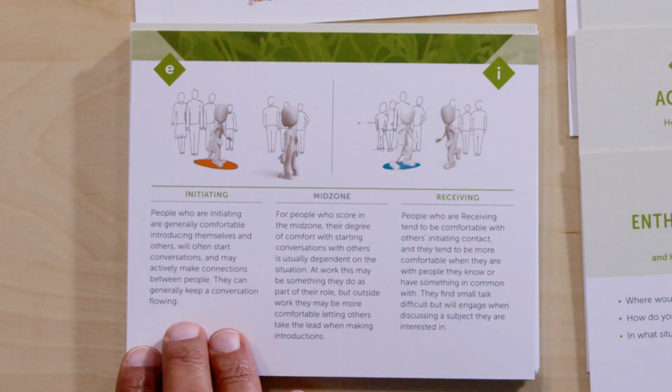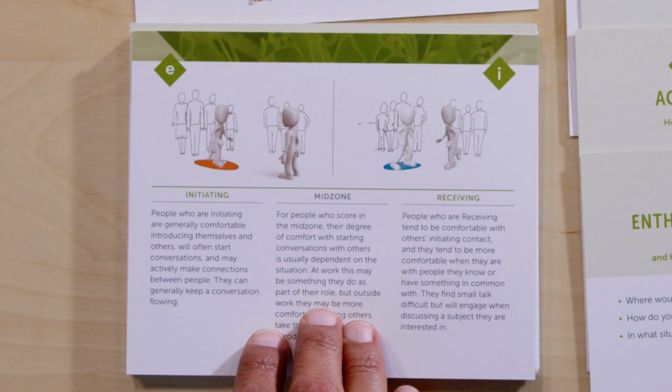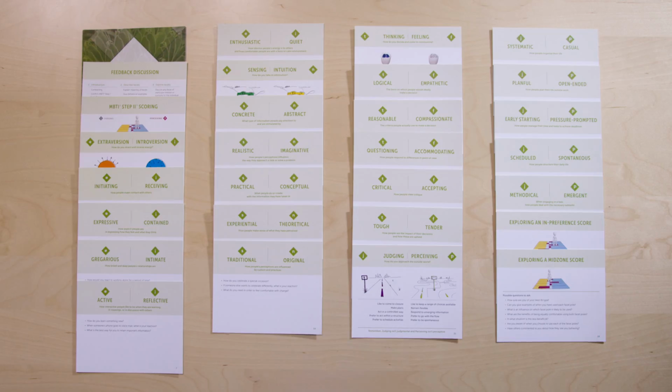You'll see descriptions of how initiating, mid-zone, and receiving differ from one another. Use this information as a guide in your debrief in conjunction with the participants' reported results. As mentioned earlier, the number of facet cards you can use varies to suit the situation. When you are finished with EI, simply move on to the other preference pairs and follow the same process.